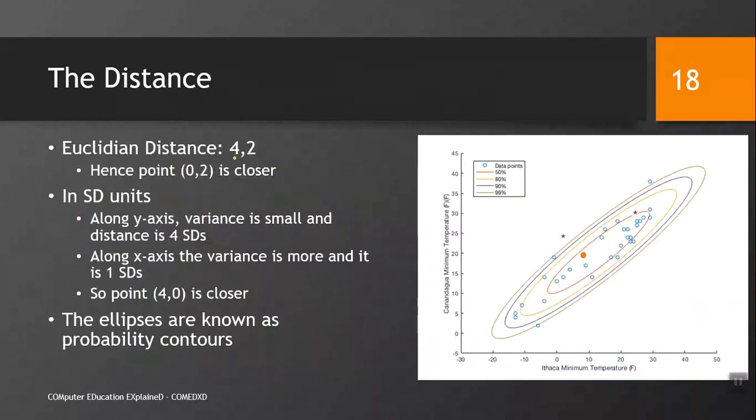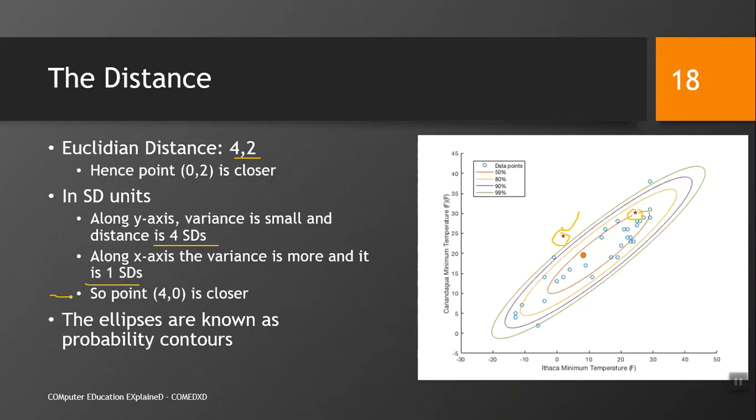Euclidean distance (4, 0) and (0, 2), this is the same thing that we have seen in the previous slide. We have these two red points. This point is present from the mean, if this is the mean, at 1 standard deviation, whereas on this side it is at 4 standard deviations. So this point is very far away from the mean. In standard deviation units, along the y axis the variance is small and the distance is 4 standard deviations, and along the x axis the variance is more and it has 1 standard deviation.